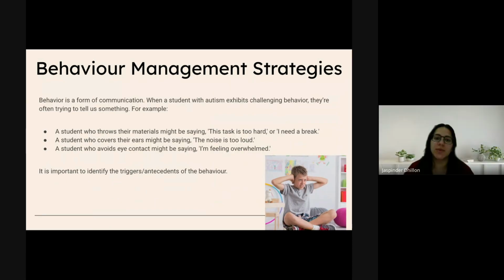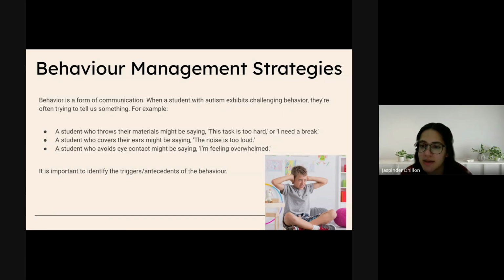So now we're going to look at some of the behavior management strategies. So as I mentioned earlier, behavior is a form of communication. So when the student with autism is exhibiting these challenging behaviors, they're often trying to tell us something. For example, if a child were to throw a pen and paper across their room, they could actually be trying to say that this task may be too hard for them, or they may need a break from the task. A student who covers their ears, they could also be trying to say that the environment is too loud for them. Or if a student is avoiding eye contact, they may be feeling overwhelmed.